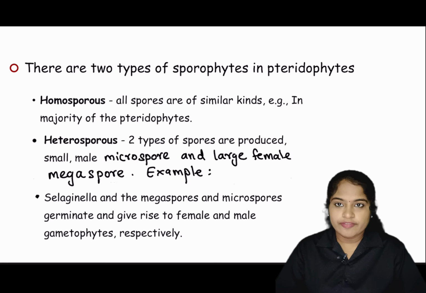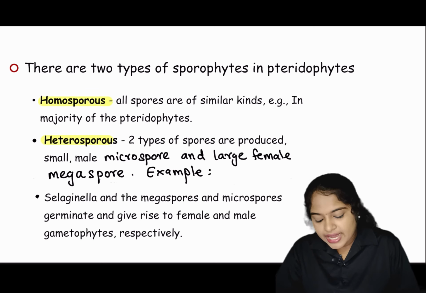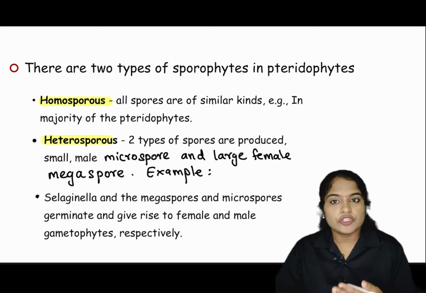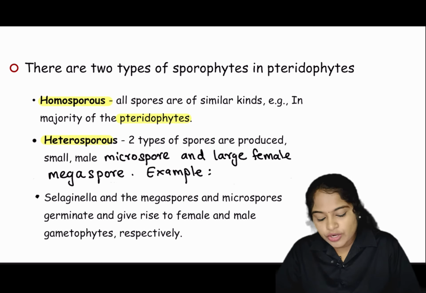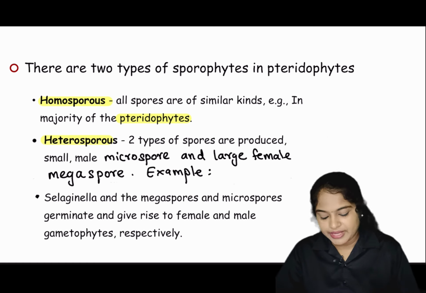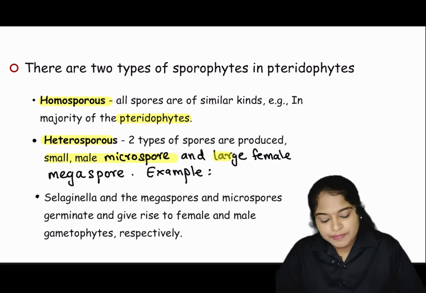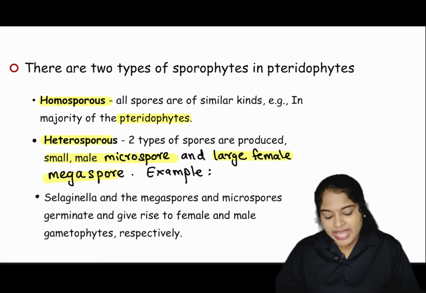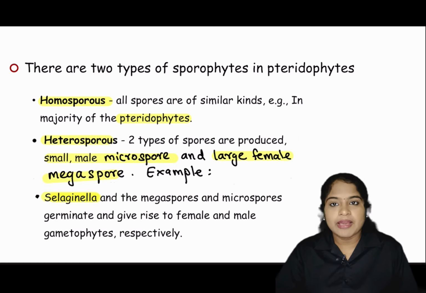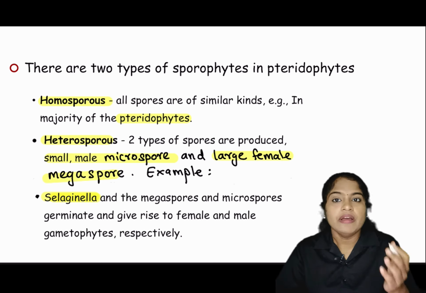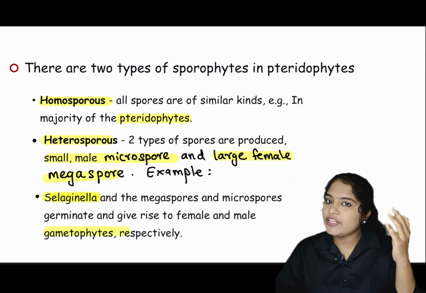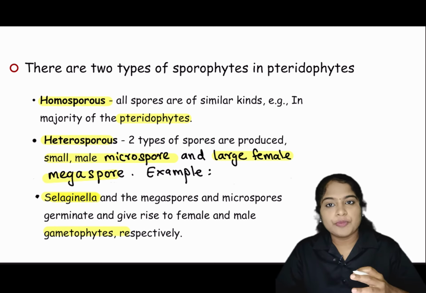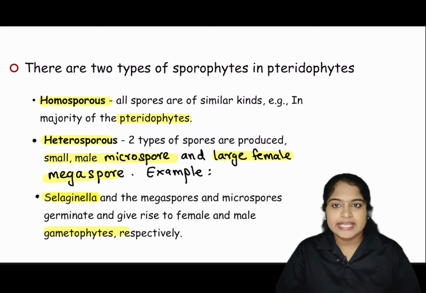There are two types of sporophytes in pteridophytes. One is homosporous and the other one is heterosporous. Homosporous, homo means same, so all the spores are of the same kind. For example, in the majority of pteridophytes all the spores are of the same kind. In heterosporous, two types of spores are produced: a small male microspore and a large female megaspore. For example, in Selaginella, megaspores and microspores are present, which germinate and give rise to female and male gametophytes respectively. So the megaspore will give rise to the female gametophyte and the microspore will give rise to the male gametophyte.